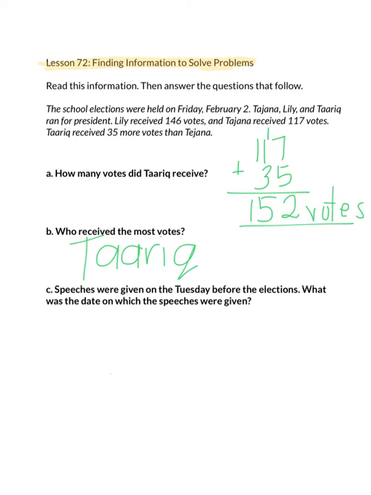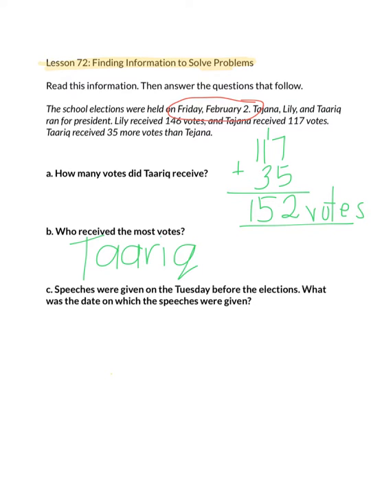All right, question C. A little bit different. No longer are we worrying about the votes. We're talking about when the speeches were given. So speeches were given on the Tuesday before the elections. What was the date on which these speeches were given? So we have to go back to that problem and figure out what is the important information to note. The school elections were held on Friday, February 2nd. And these speeches were given on Tuesday before the elections.